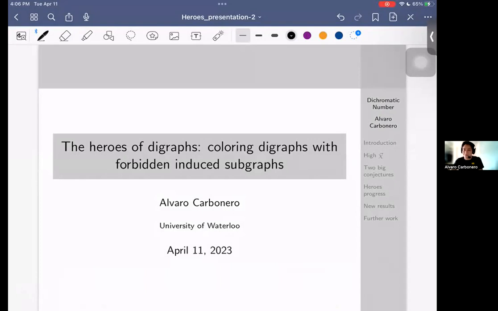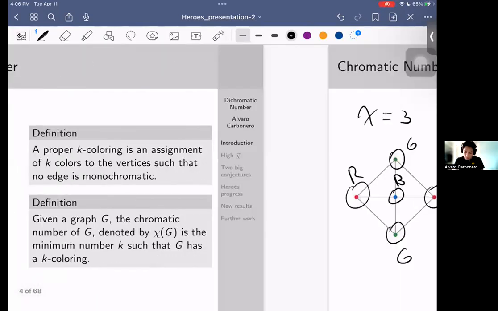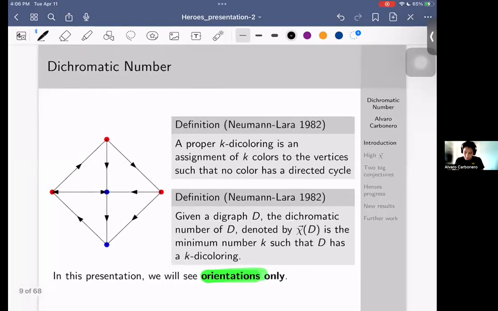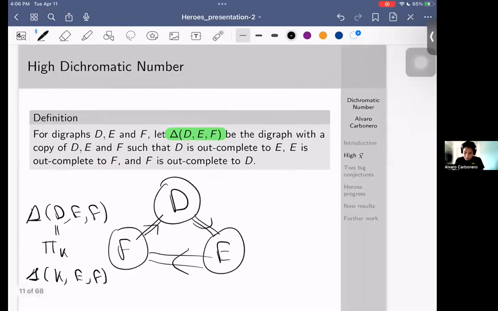Any more serious questions? Yeah, Enrique. Yeah, so I have a question. Earlier in the presentation, there was a slide where you talked about how there was a class of graphs that have arbitrarily high dichromatic number. And I don't know if you said anything about uniqueness. Are there other graphs that also have arbitrarily high dichromatic number?